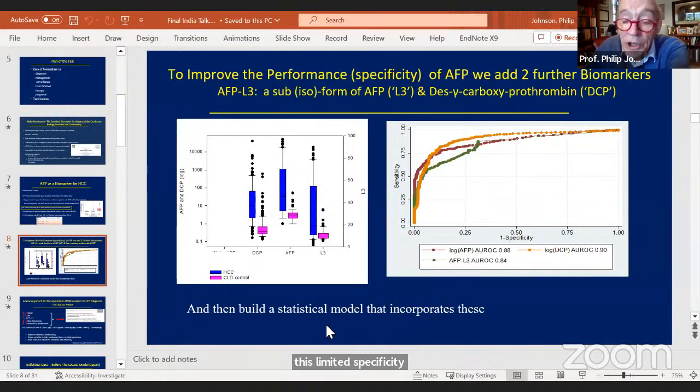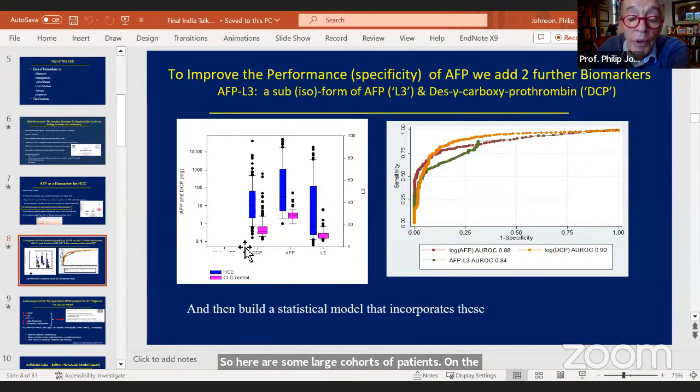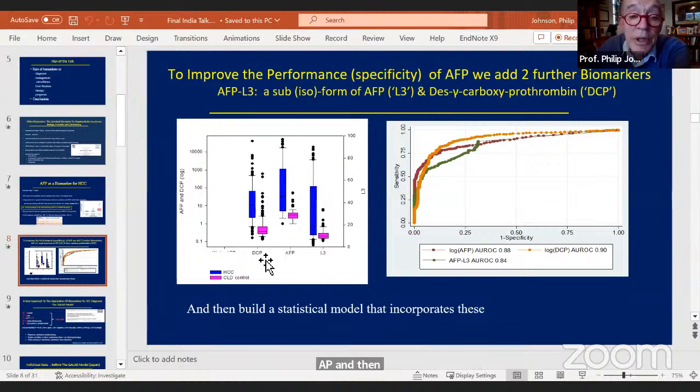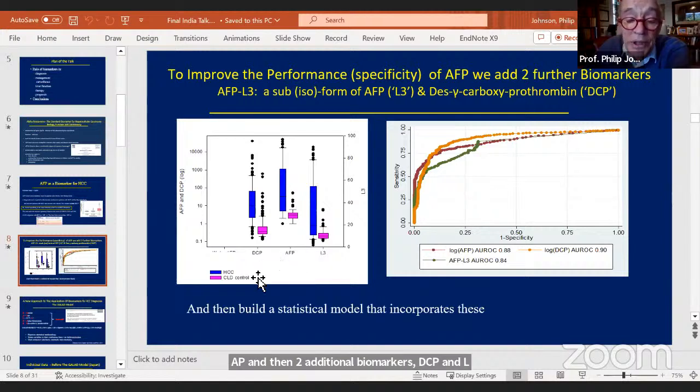So here are some large cohorts of patients. On the left, you can see AFP and then two additional biomarkers, DCP and L3, and I'll show you what they are in a minute. But the important thing to notice from this is that although AFP levels in the dark blue are elevated more in the patients with HCC, there is also considerable overlap with patients with chronic liver disease.